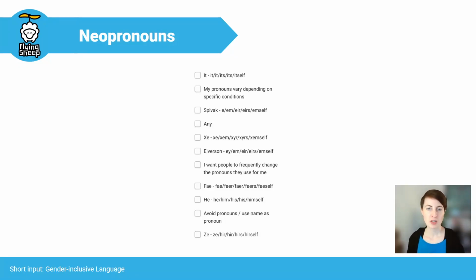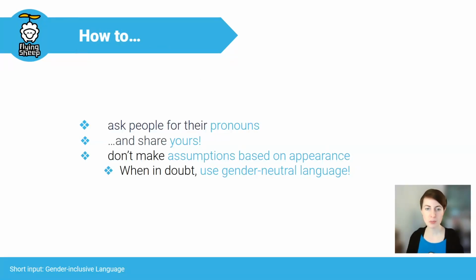Now, to wrap up this talk, I'd like to give you some general advice on how to make your language more inclusive in everyday communication. The first important step is to simply ask people for their pronouns. Ask someone what pronouns they're using and use these pronouns from there on. But please don't pressure them because some people don't want to disclose their pronouns for a number of reasons. Maybe they're not out. Maybe they just don't want to use any pronouns.